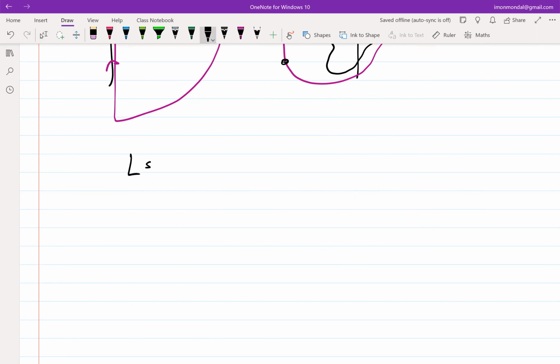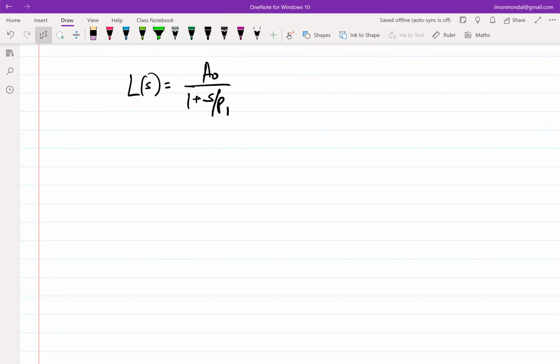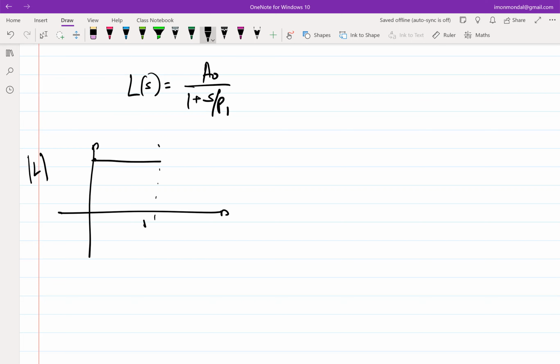So let's start off with the easiest one, that is the first order system. Let's assume you have L of S equal to A0 by 1 plus S by P1. This is Bode. So this is the magnitude of L. You get a constant gain of A0 till P1, and then it rolls off at -20 dB per decade.